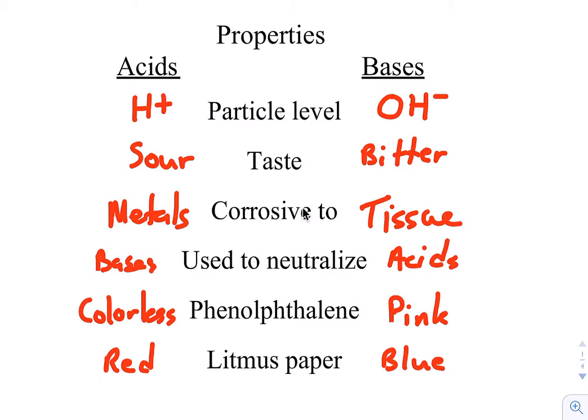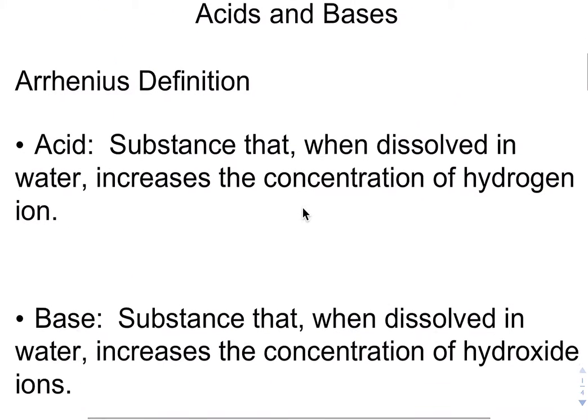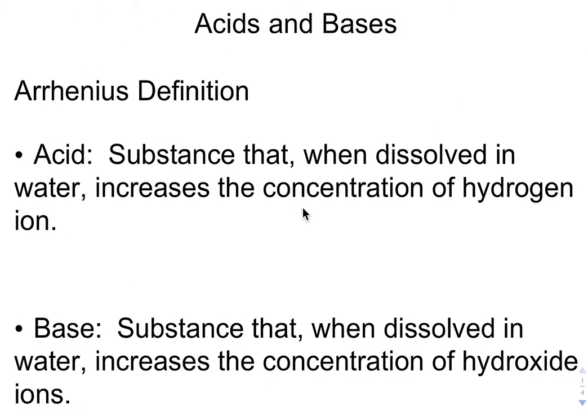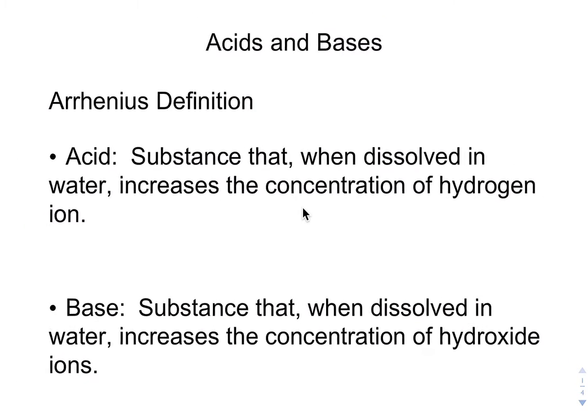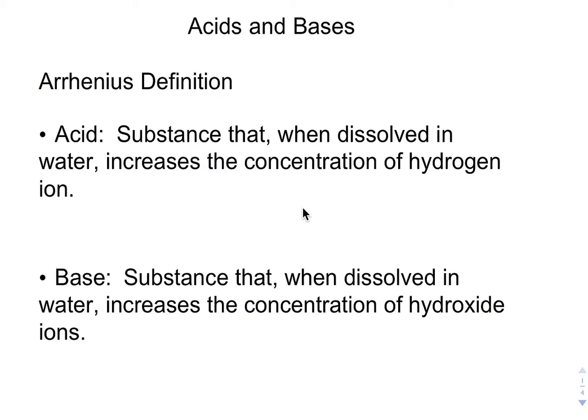Now we're going to take a look at some definitions of acids and bases. So the first definition that we have is the Arrhenius definition. This is the most fundamental, basic level, kind of like our flat Earth theory. It works for some situations, but not all of them. So an acid is going to be something that, when dissolved in water, increases the concentration of hydrogen. So these tend to have the H listed in front.